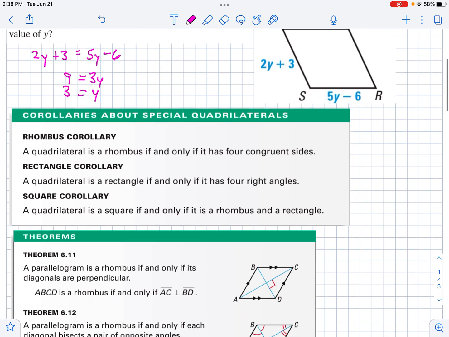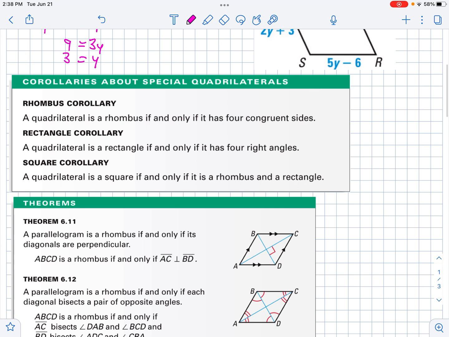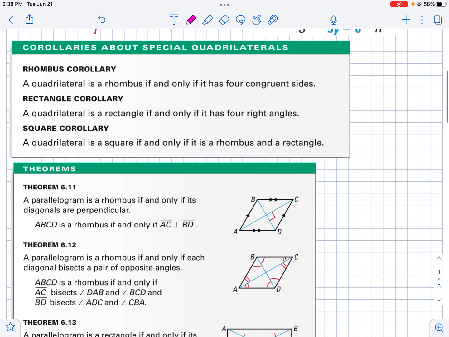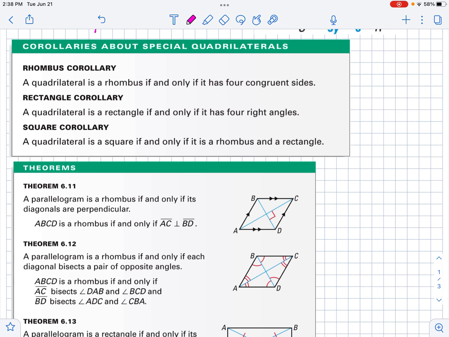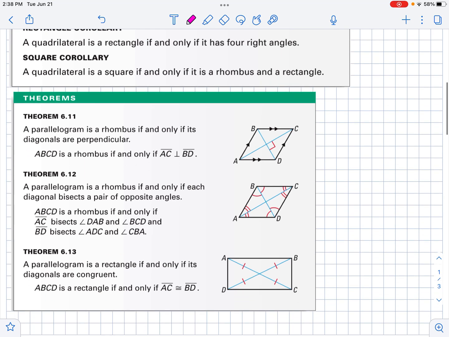Okay, now just some interesting things that we want to keep in mind. First of all, this first part just goes with defining the three things: rhombus, rectangle, and square. A quadrilateral is a rhombus if and only if all four sides are congruent. Now, a quadrilateral is a rectangle if and only if all four angles are right angles. And then a quadrilateral is a square if and only if it is a rhombus and a rectangle. So a square is both a rhombus and a rectangle.